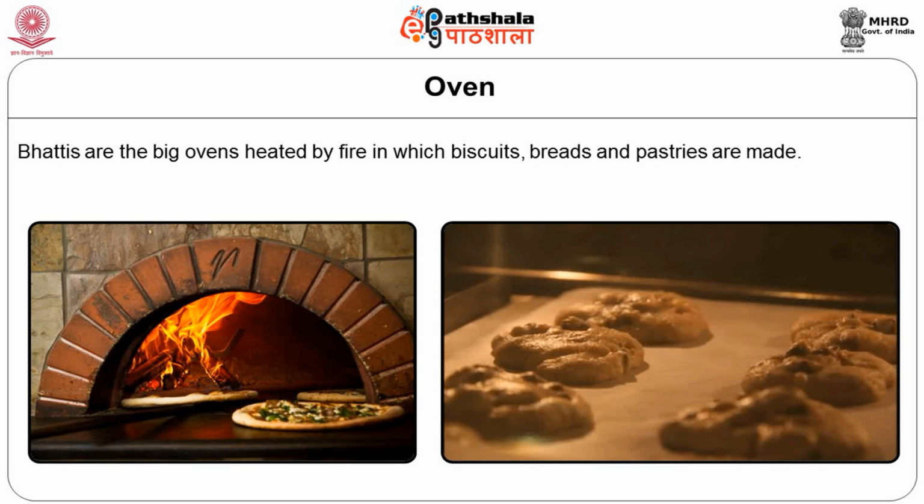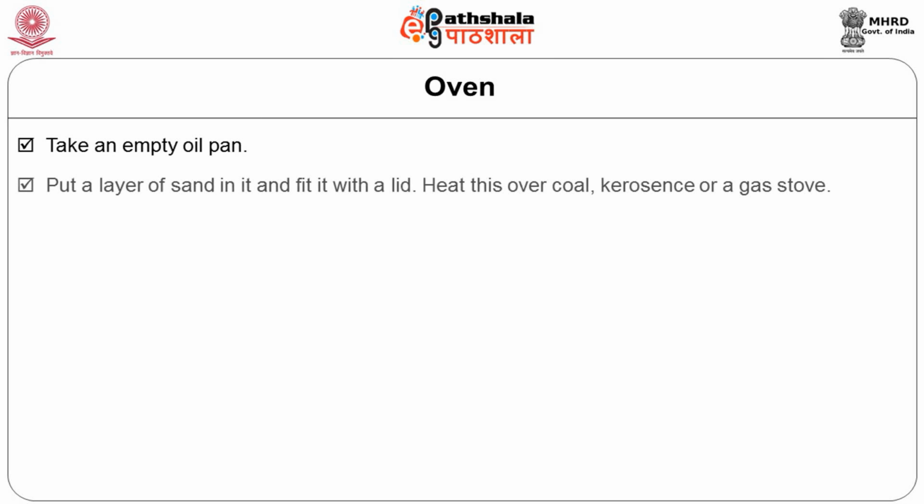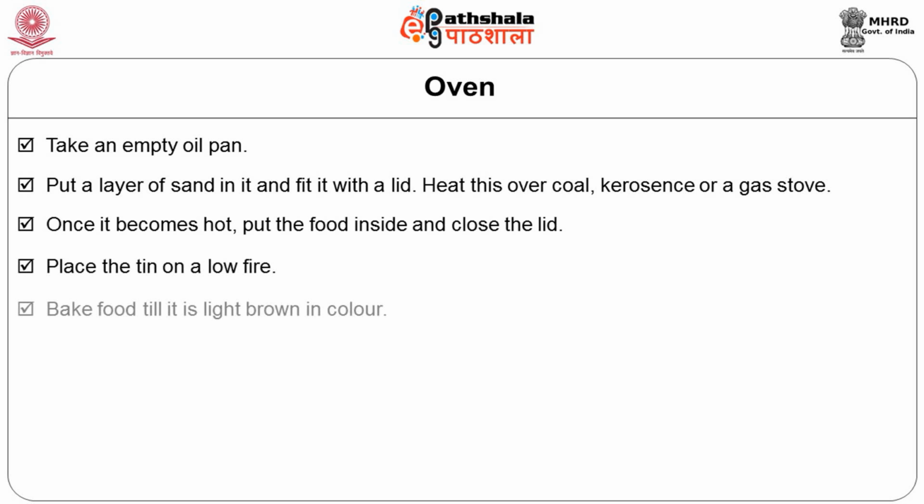Dear students, you can easily make an oven at home to bake. I shall tell how it can be done. Take an empty oil pan. Put a layer of sand in it and fit it with a lid. Heat this over coal, kerosene or a gas stove. Once it becomes hot, put the food inside and close the lid. Place the tin on a low fire. Bake food till it is light brown in color.